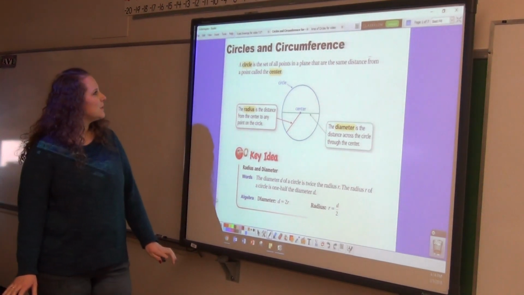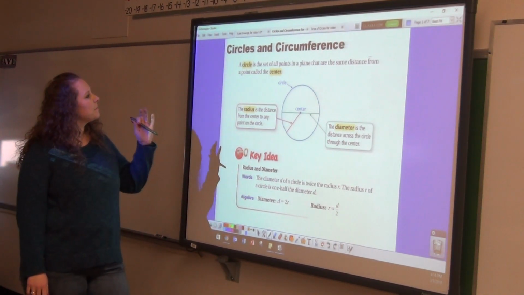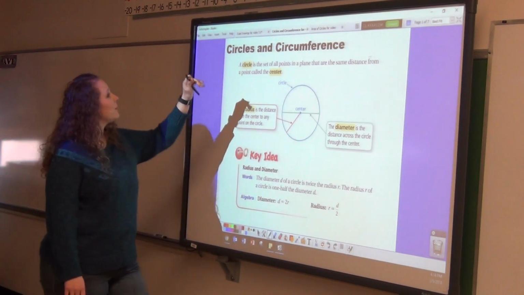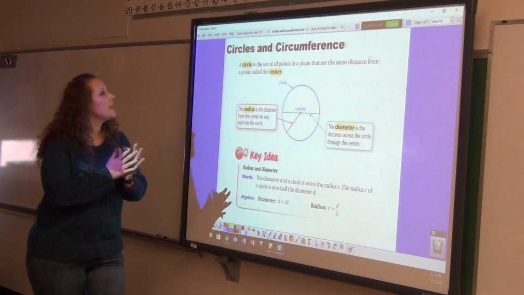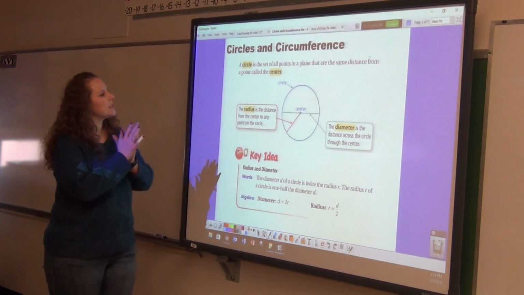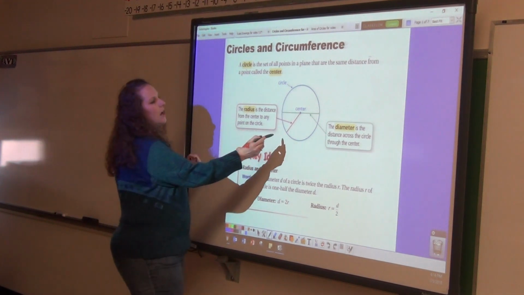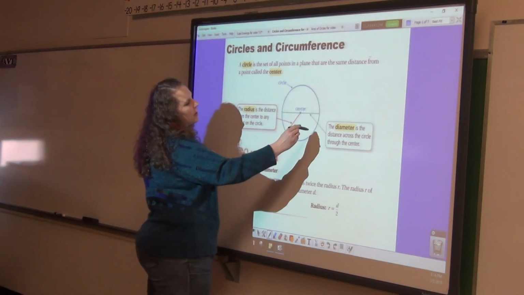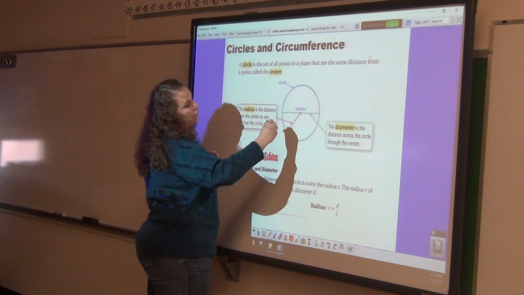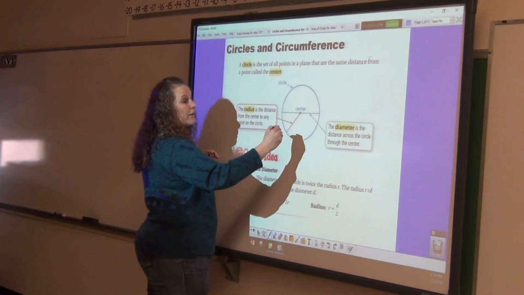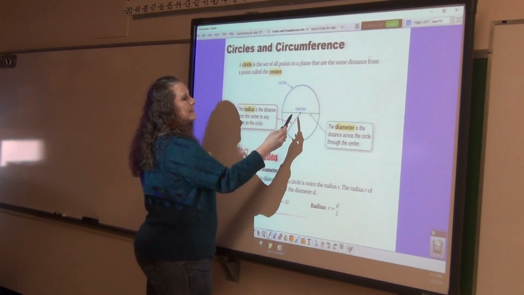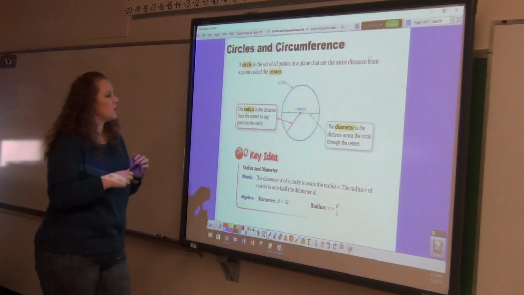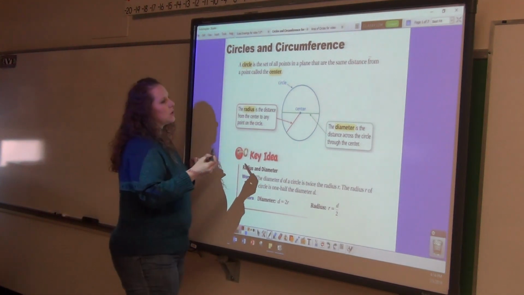All right, circles and circumference. You all know what a circle is. I'm not going to give you that vocabulary word. So the cool thing about circles is that the entire circumference of the circle, the entire outer area, that's the circumference, is the same distance from the center of that circle. A few vocab words you need to know.